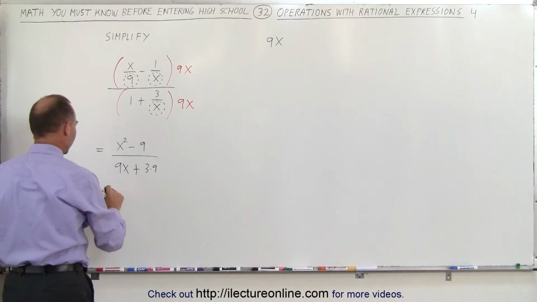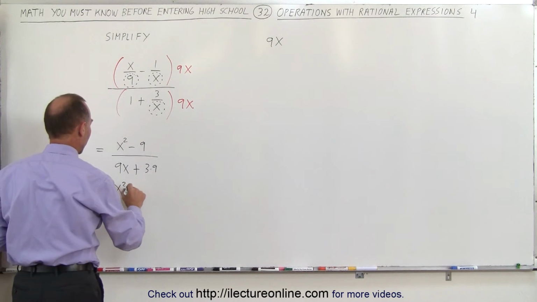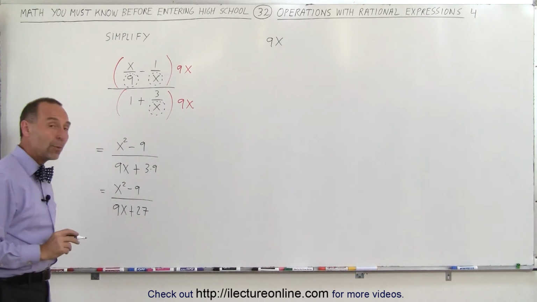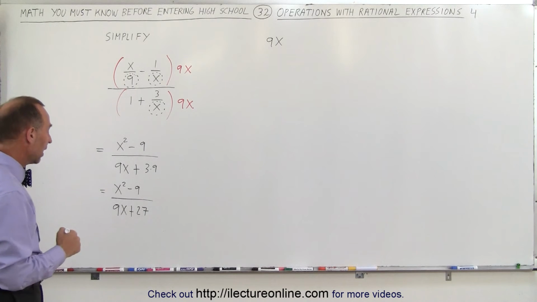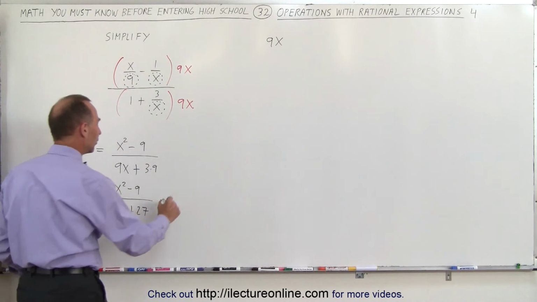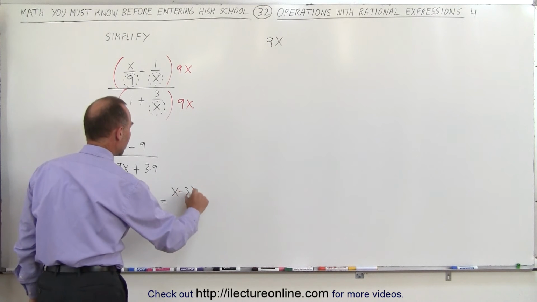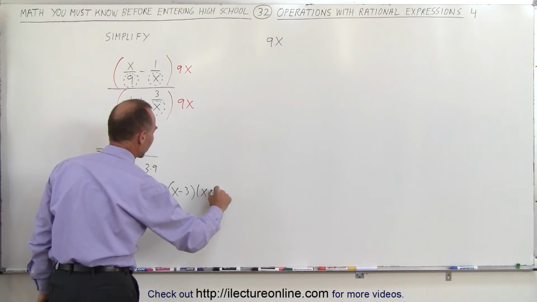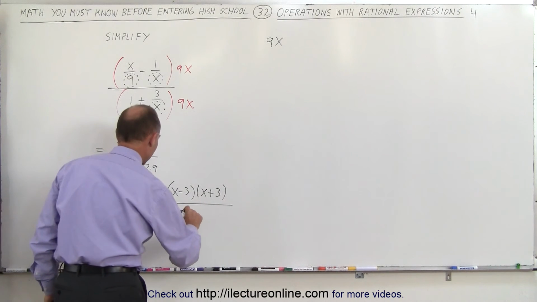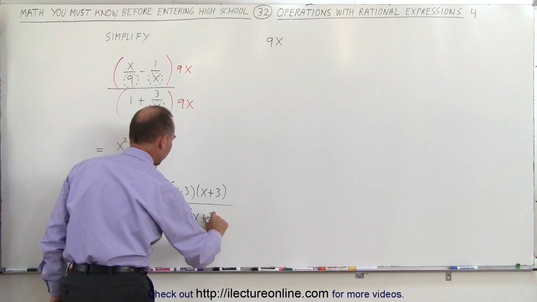If you simplify this, this is equal to x squared minus 9 divided by 9x plus 27. Now we can factor both the numerator and the denominator. In the numerator, since this is a difference of squares, we end up with x minus 3 times x plus 3. And in the denominator, we could factor out a 9, and we're left with x plus 3.